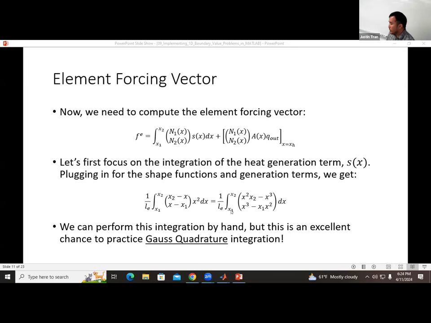Now we have this 1D integral, and we very much can compute it by hand. And so 1D integrals usually are not that big a deal, but just to drive a point home, let's use this as practice for Gauss quadrature. More importantly, let's see how Gauss quadrature is implemented in this case.